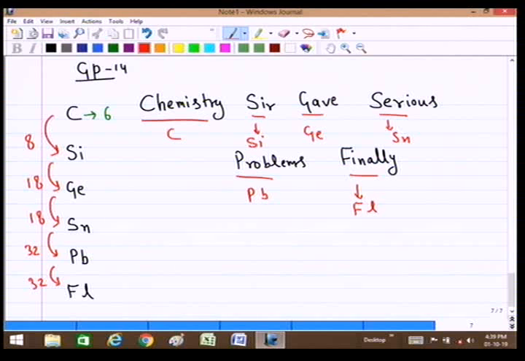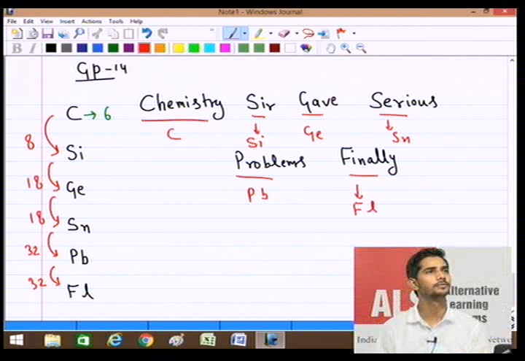Okay, these are the answers. Is it raining outside in Shillong? Is it raining over there right now?